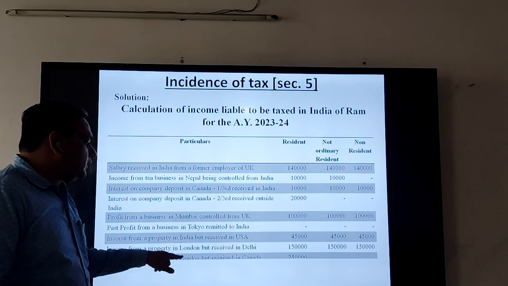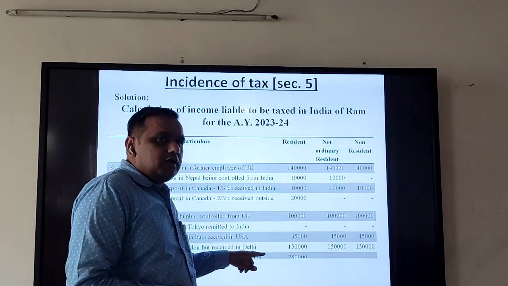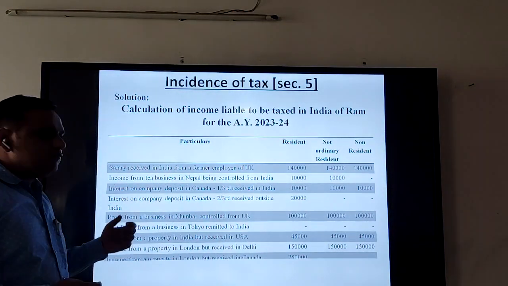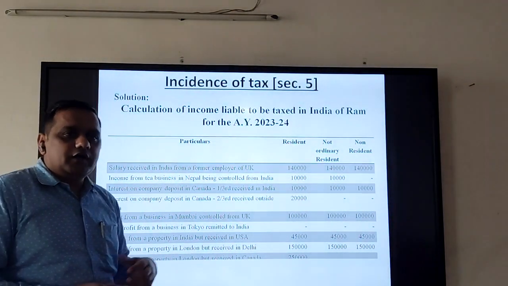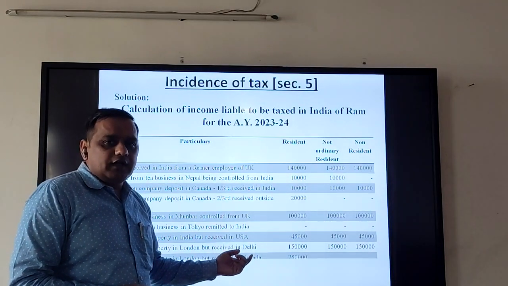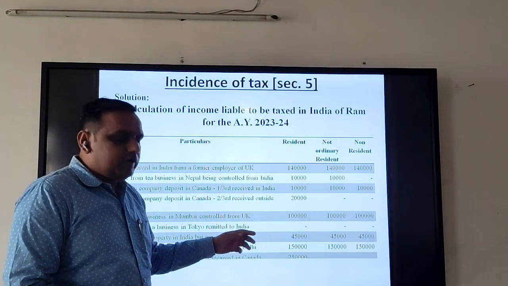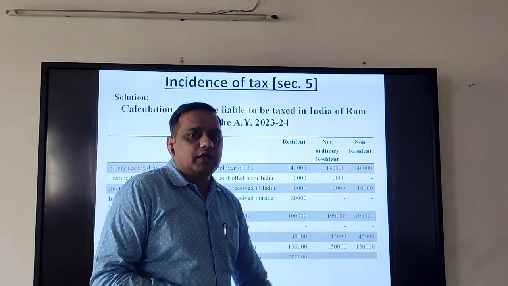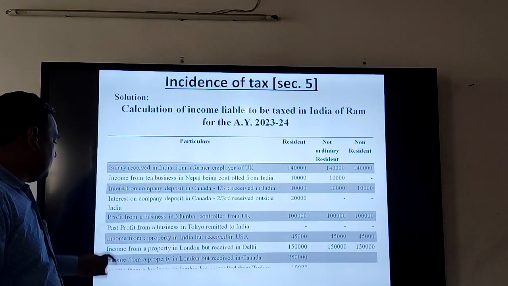Income from a property in London but received in Delhi. Now, income from a property in London, that means earned in London, but income received in Delhi, and Delhi comes in India. So income received in India, so it is Indian income, taxable for all types of residential status.